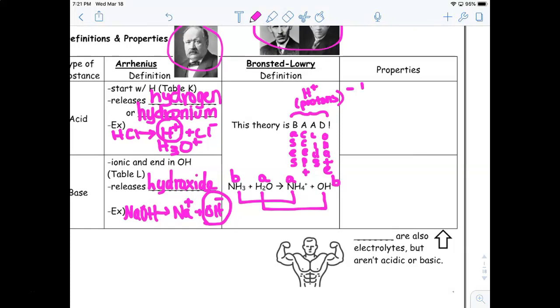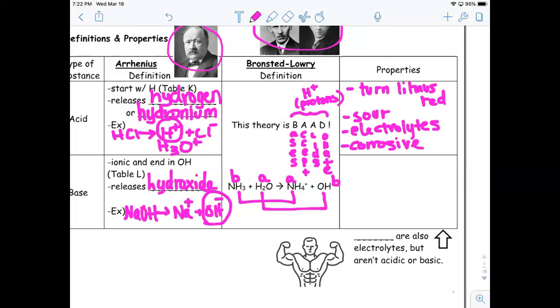So if it's an acid, it's going to turn litmus red. It's going to taste sour, even though they'll tell you never to taste it. You have to know what it would taste like. Acids are electrolytes. That means that they conduct electricity when they're dissolved in water. And they're corrosive. So that just means if you take a metal and you dump acid on it, the acid is going to corrode the metal. The metal is going to look like it's dissolving, but it's really reacting.